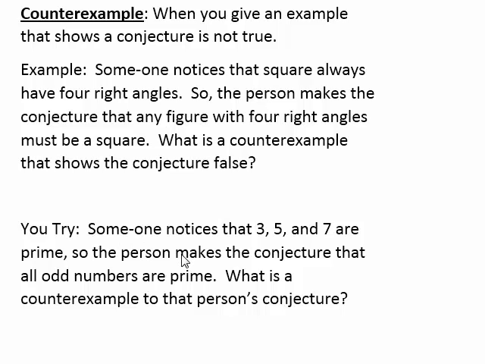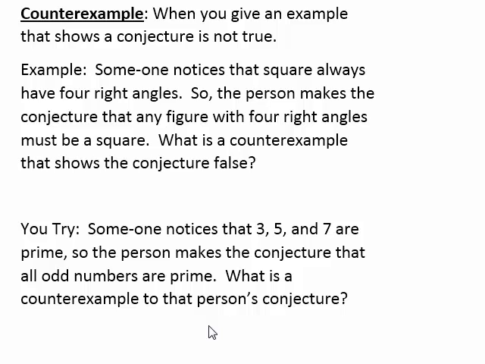Alright, here's one for you to try down below. Go ahead and try it, pressing pause, and press play when you're ready to see the answer. So someone notices that 3, 5, and 7 are all prime. So the person makes the conjecture that all odd numbers are prime. What is a counterexample to that person's conjecture?